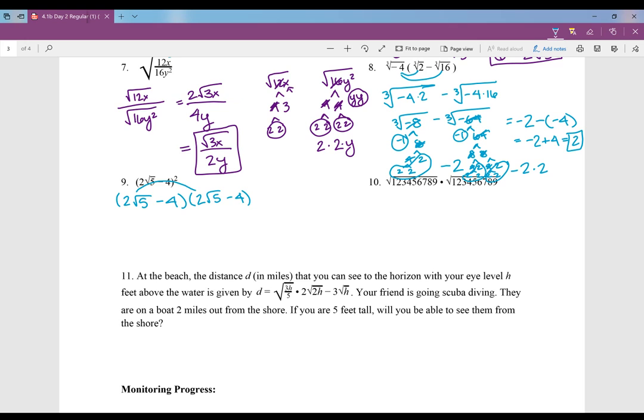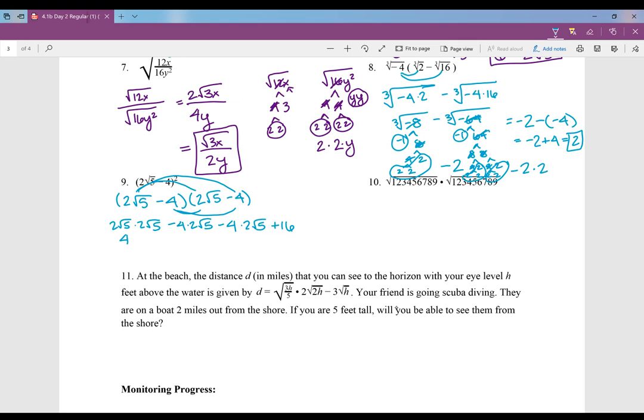So 2 root 5 times 2 root 5. And we gotta do 2 root 5 times negative 4, negative 4 times 2 root 5, and negative 4 times negative 4, which will be 16. So when we do 2 root 5 times 2 root 5, 2 times 2 is 4.